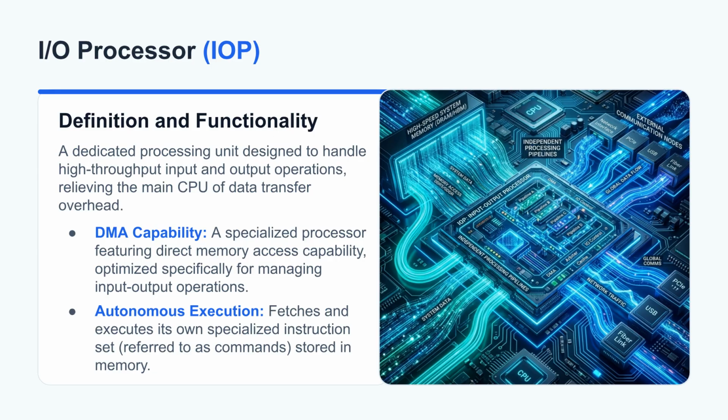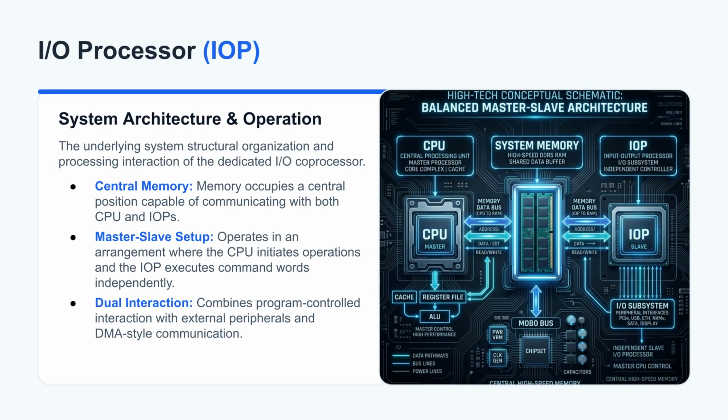In an IOP-based system architecture, central memory sits at the middle of the system, connected to both the main CPU and one or more IOPs. The system operates under a master-slave arrangement. The main CPU acts as the master, issuing high-level I/O request commands to memory, while the slave IOP fetches and executes these instruction blocks independently.